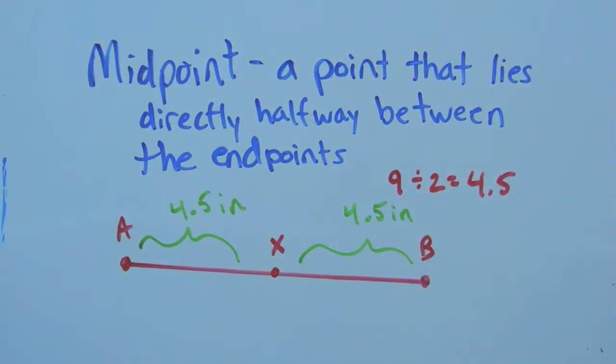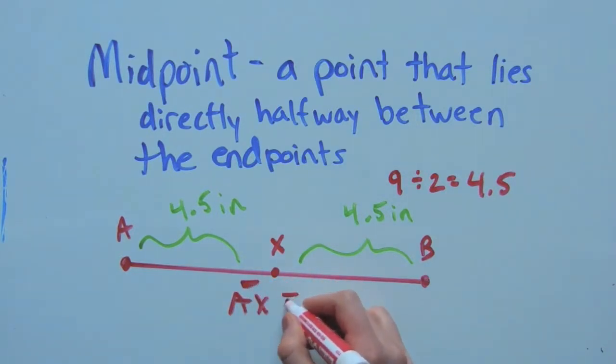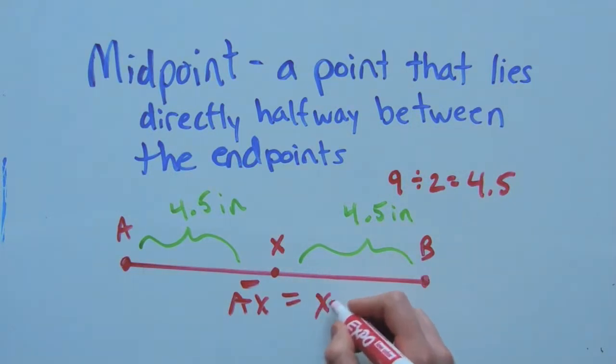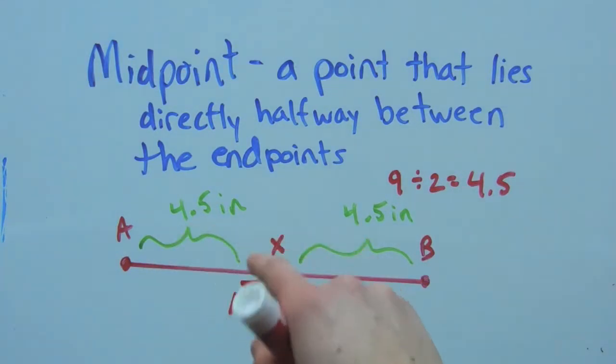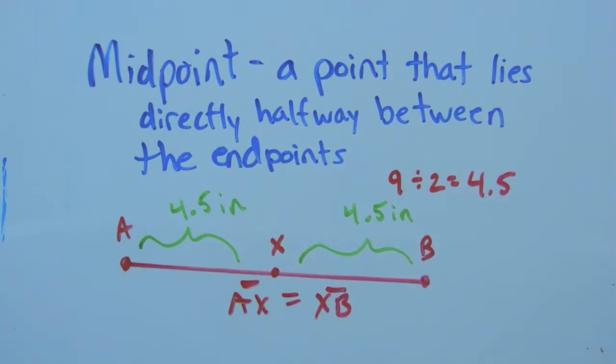What this is saying is that the measure of the segment AX is equal to the measure of the segment XB, and we can see that because both of them are 4.5 inches. So a midpoint is a point that's halfway between the endpoints. You can also think of a midpoint as a point that divides one segment into two equal lengths, or two equal segments.